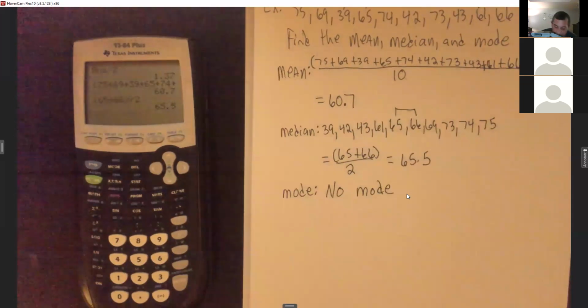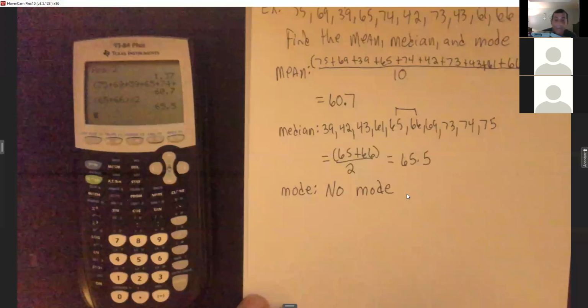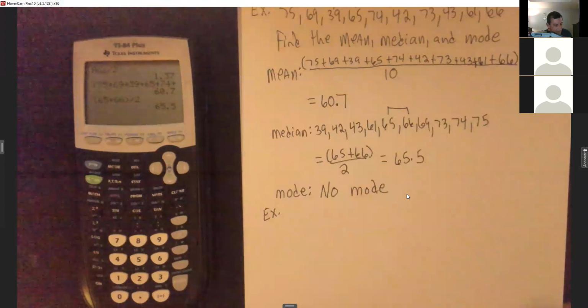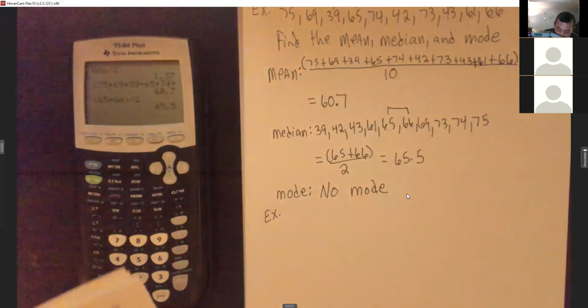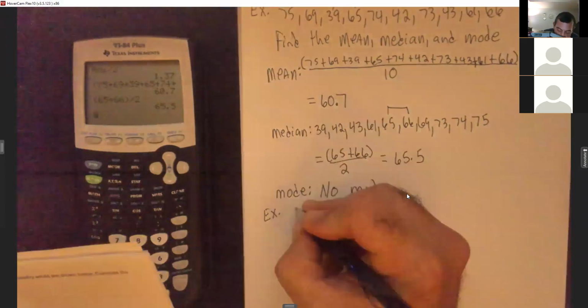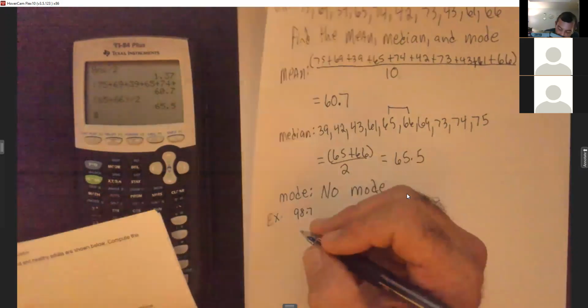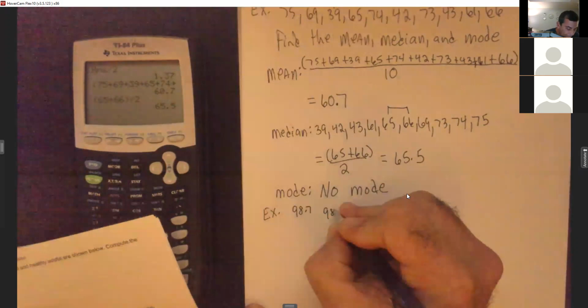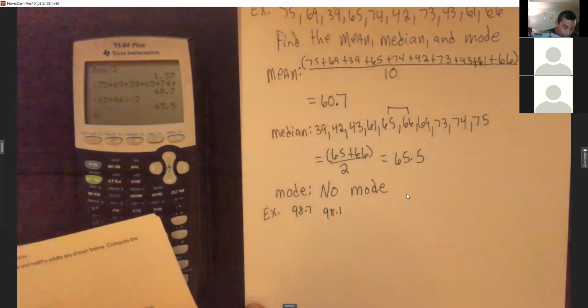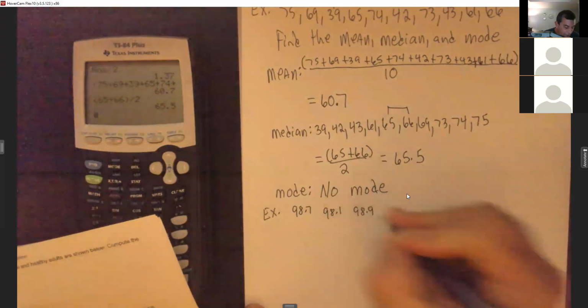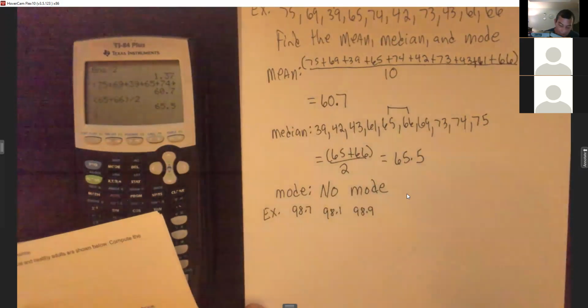All right, so y'all ready for my next one? All right, so let me write these numbers out. Ooh, these are decimals. So I got 98.7, 98.1, 98.9, and these are temperatures from a healthy adult that they were taking, okay?